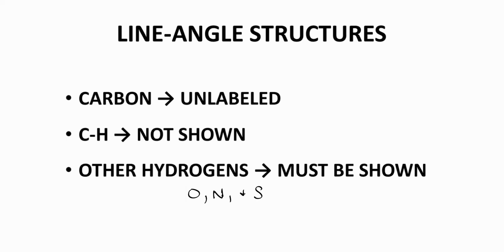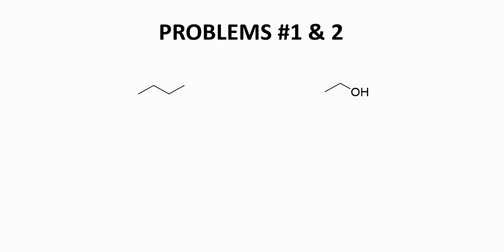Now that we know the rules for line angle structures, we can practice converting them to Lewis structures. All right, here are our first two problems. We have this structure on the left and a structure on the right. For these structures, I'm going to start by numbering the carbons, because it's easy to lose carbons in line angle structures. So for the structure on the right, 1, 2, 3, 4. So we're going to have 4 carbons in this molecule. So there's carbon 1, carbon 2, 3, and 4.